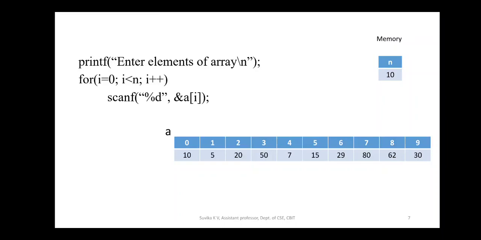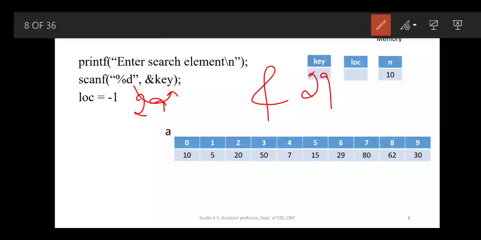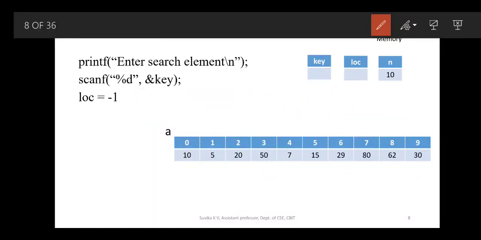So what is the next step after entering the elements of array? You are going to enter the search element. Okay. So what is the search element for the first time I am taking is, let me take it as 29. Okay, so the 29 will be stored in the address of key. You remember, right? Ampersand is for address. So the 29 will be stored here. Okay, so now location I need to find, right? Location, it starts from 0. So by initializing by default, I'll take it as minus 1.